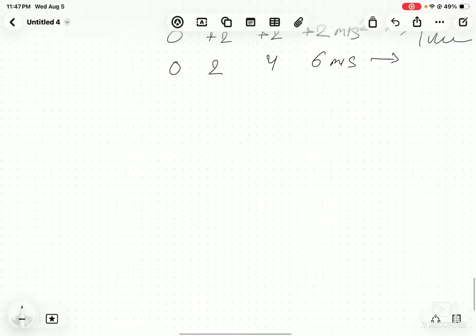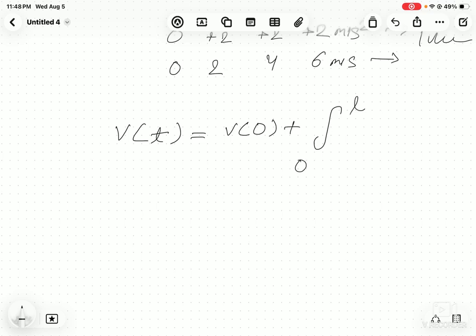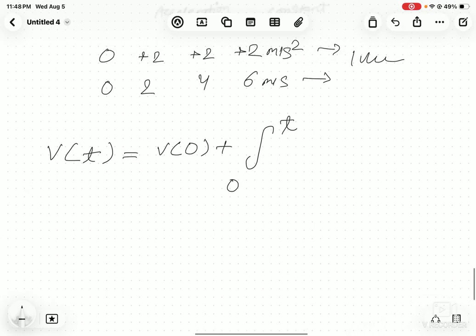So if we have to write it in general differential equation terms, we can say at a particular time t, the velocity is this, which equals the initial velocity plus the velocity in between time 0 to t, which is the integral of acceleration. What is this tau term? It's a dummy variable.